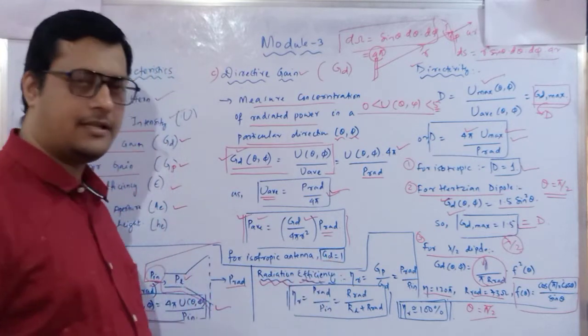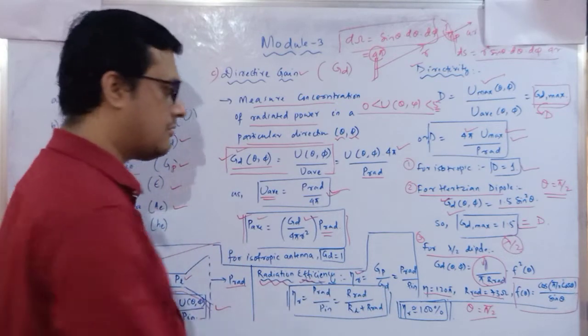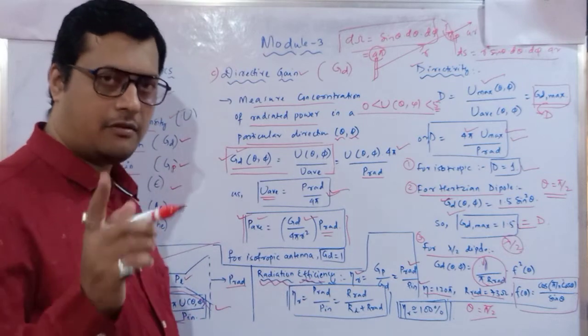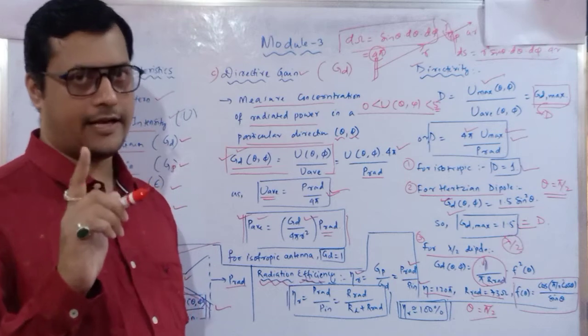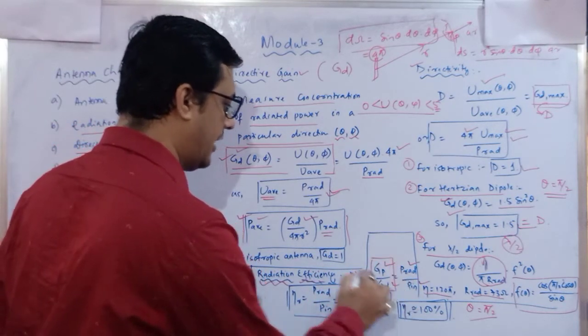Radiation efficiency is indicated as eta suffix R, which equals P rad by P in, or you can write it in terms of gain also, that is the power gain divided by the directive gain. So it is GP by GD. This also you can write.